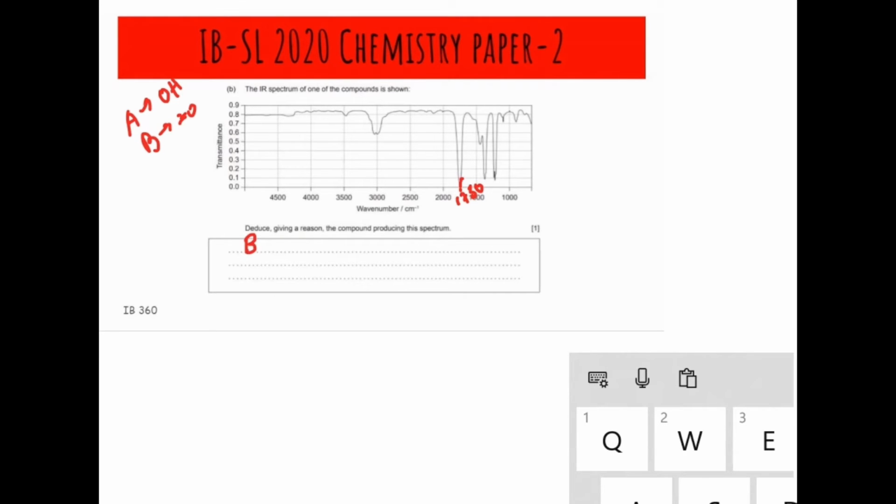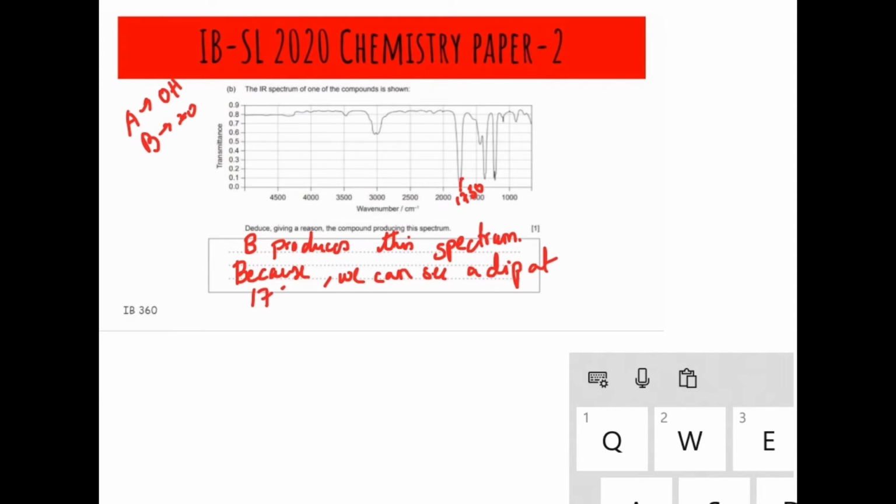So compound B produces the spectrum, because we can see a dip at 1750 cm inverse, which confirms a ketone group. So this is the answer to question 2.